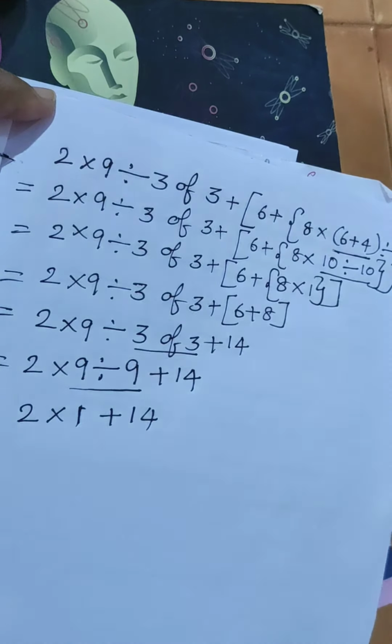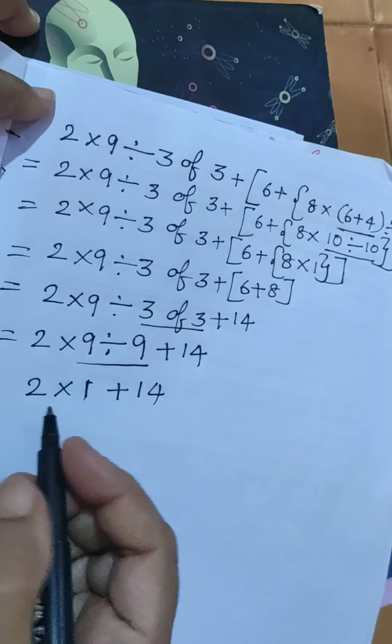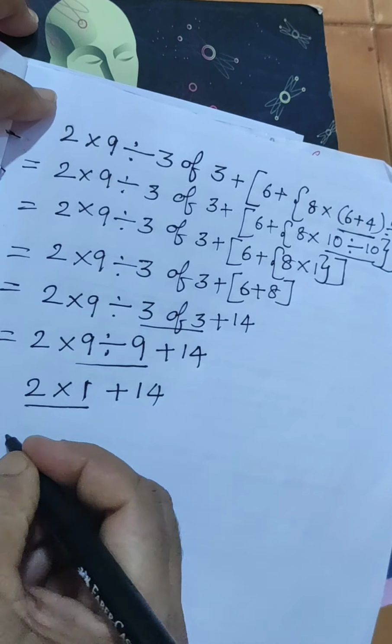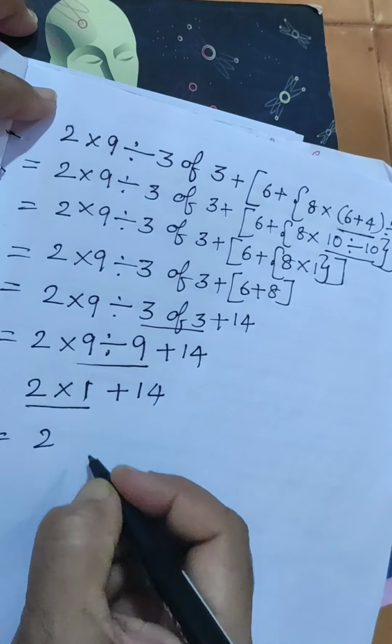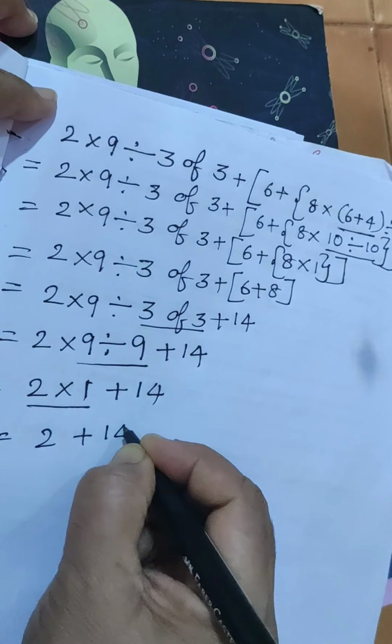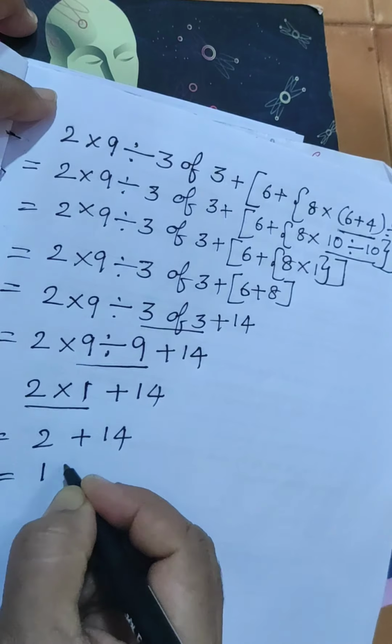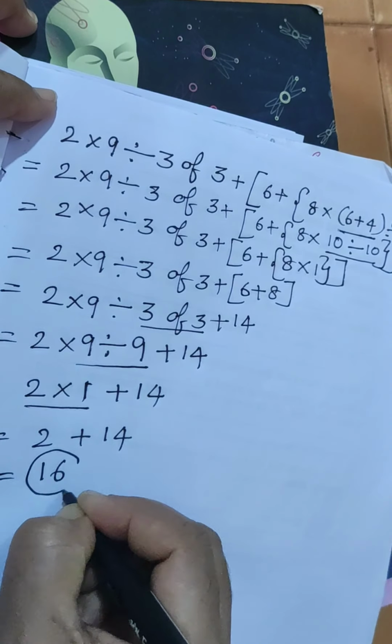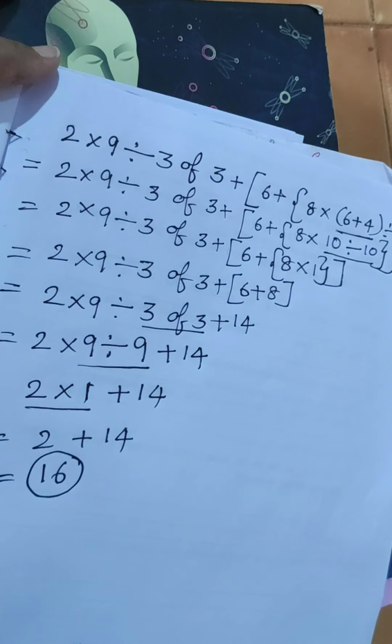Which has to be solved first? First you have to solve the multiplication. 2 multiply by 1 is equal to 2. Then you write plus 14. 2 plus 14 is equal to 16. 16 is the answer.